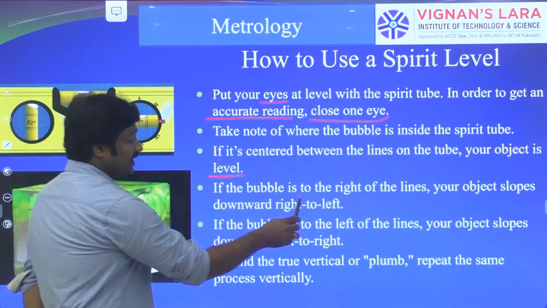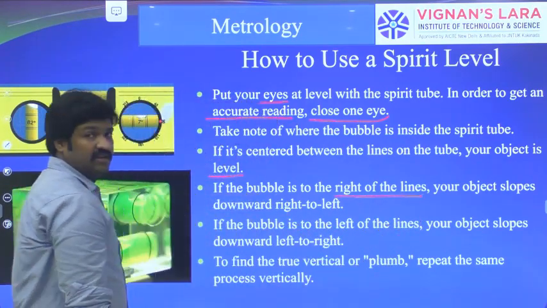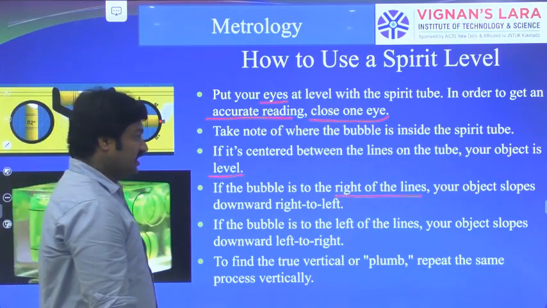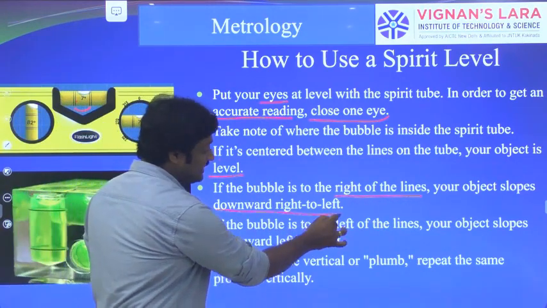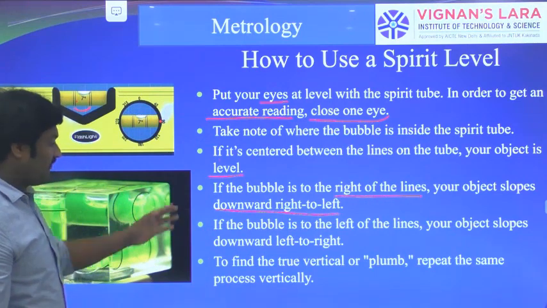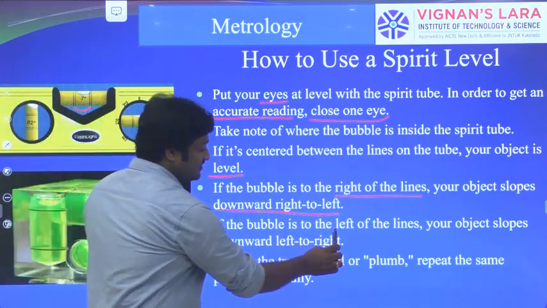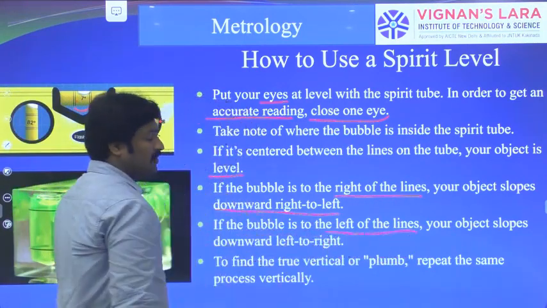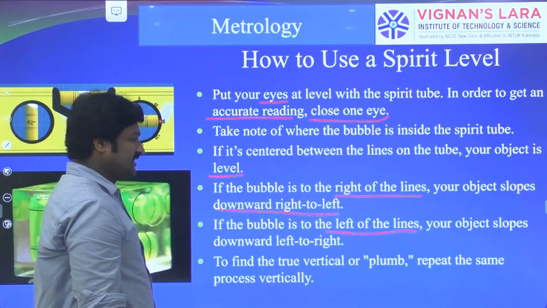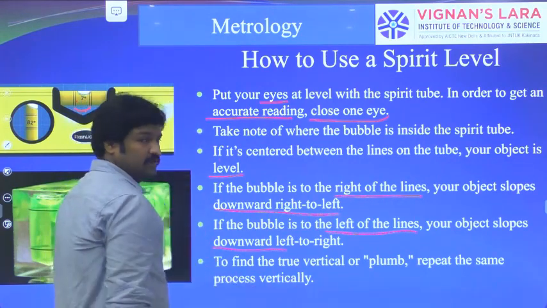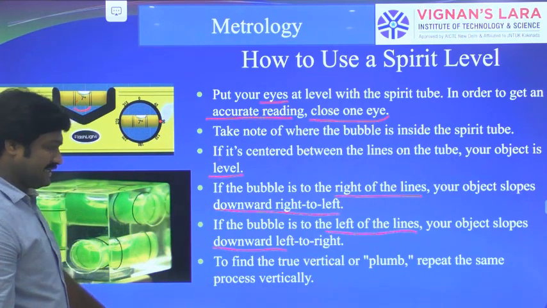If the bubble is to the right of the lines, your object slopes from right to left. Whereas, if the bubble is to the left side of the lines, your object slopes downwards, meaning left to right.